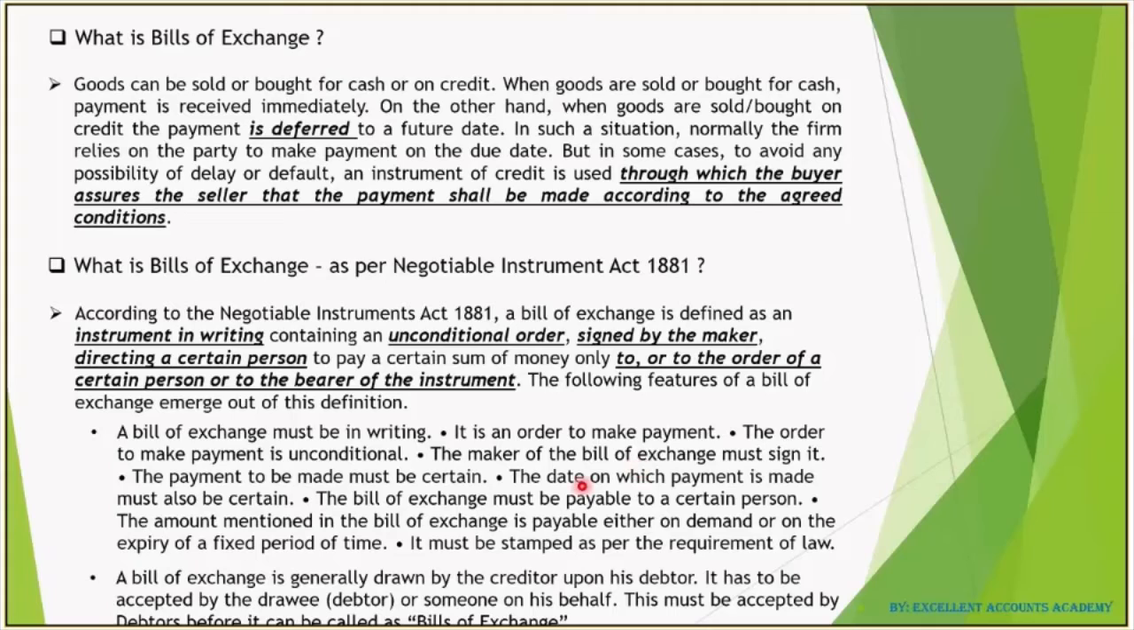A bill of exchange is generally drawn by the creditor upon his debtor. It has to be accepted by the drawee or someone on his behalf. This must be accepted by the debtor before it can be called a bill of exchange. So for example, if a seller A is drawing a bill on purchaser B, and the purchaser B is not accepting the bill, that will not be called a bill of exchange because it is not accepted by the drawee. So the acceptance is very much required before it can be called a bill of exchange.